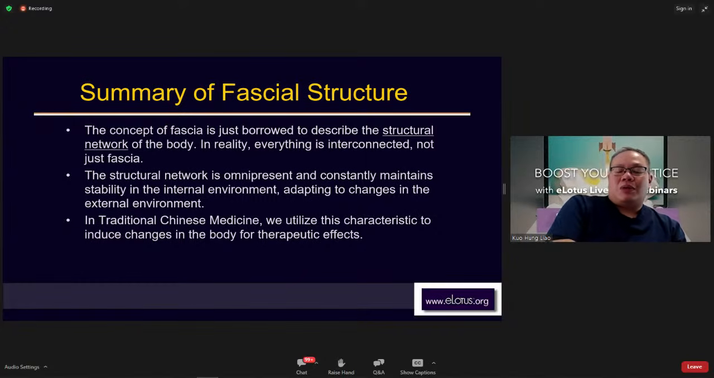So basically, when your body tries to work against the outside stimulation, our body is going to change its structure to adapt to the stimulation. So a lot of the time, Chinese medicine actually uses physical stimulation like tuina or acupuncture to make the body have a reaction to this stimulation. And based on this reaction, we can change something.